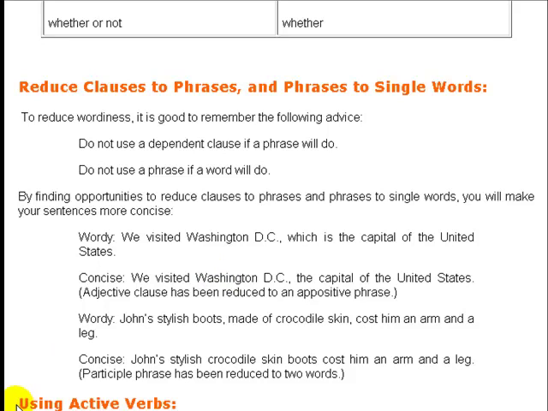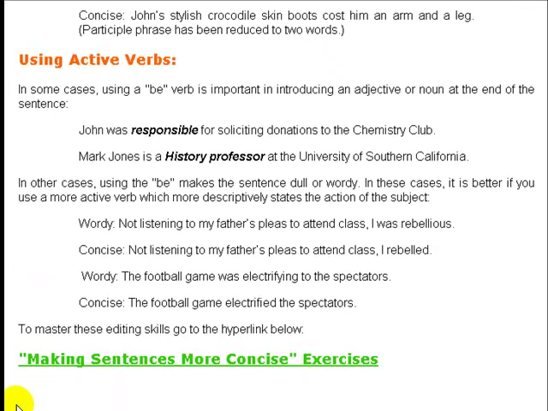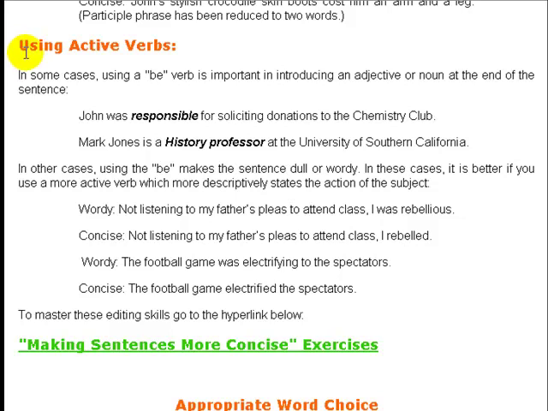Okay, active verbs. A lot of times, you don't really need to use the be verb. If it's possible, use a more concise version, or maybe you can get rid of the be verb and state that verb with more description. But sometimes, for example, John was responsible for soliciting donations to the chemistry club. You got to use a be verb. You got no choice there. Or Mark Jones is a professor at the University of Southern California. Again, you don't have a choice. You're kind of stuck with that verb.